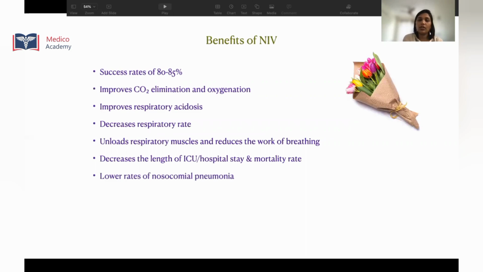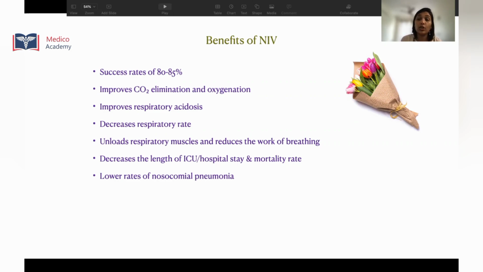It unloads the respiratory muscles and thereby reduces the work of breathing. It decreases the length of ICU or hospital stay and mortality rate, because if a patient is kept on conventional oxygen therapy, he may not improve for quite many days. So if you put a patient on NIV, he may improve in 1 or 2 days rather than the 5 to 6 days of oxygen therapy via a conventional oxygen therapy device.